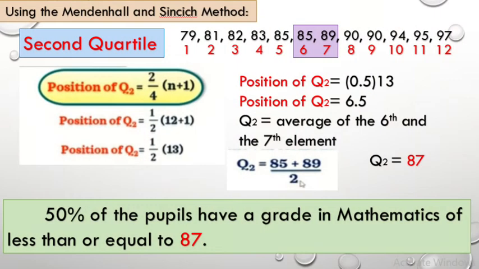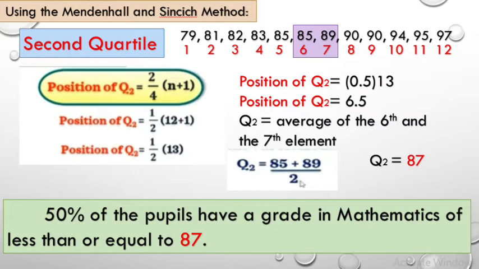Let's now proceed to our second quartile. And since second quartile, our K here is 2. Kaya 2/4 or simply 1/2. And our N is 12. Diba remember? Kasi po meron tayong 12 sample grades.